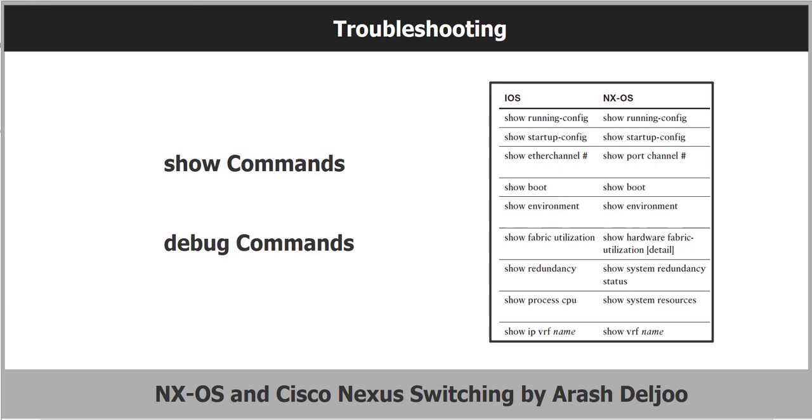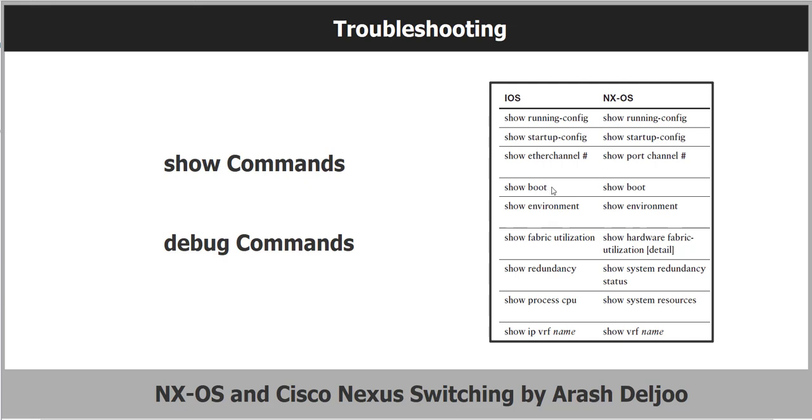You know that when we want to display the running configuration in IOS, we use show running-config. In NX-OS, again, we use show running-config. They are the same. For displaying the startup configuration, in IOS we use show startup-config. In NX-OS, again, we use show startup-config. Good news. For displaying the status of a specified port channel interface, in IOS we use show etherchannel, for example with a number. Here we use show port-channel number.